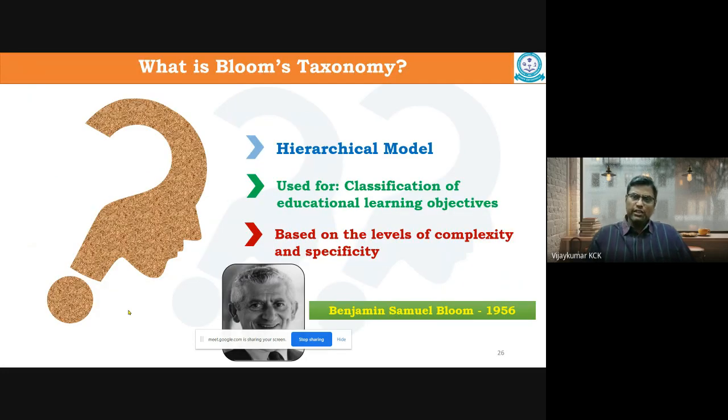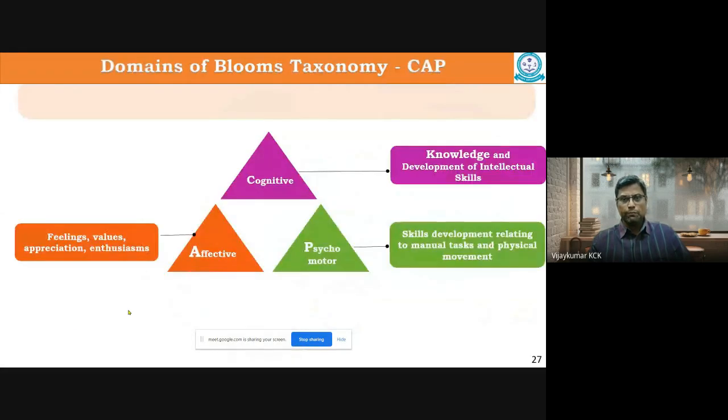It is a hierarchical model used for classification of the teaching-learning objectives or outcomes of the student or learner, based on complexity as well as simplicity and specificity. This was described by Benjamin Samuel Bloom in 1956. I will share this paper, the book written by Bloom during 1956, at the end of the session.